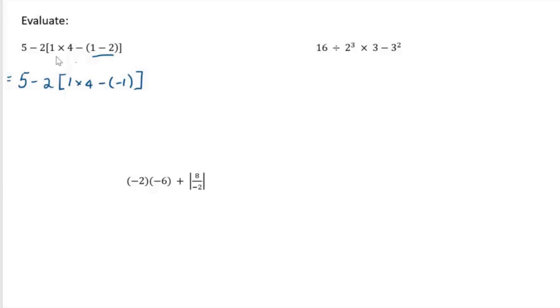I'm going to take 1 and multiply it by 4, and also take -1 and multiply it by -1. -1 times -1 is +1, so I'm going to go ahead and show that multiplication first. So we have 5 minus 2 times 1 times 4, and I could have gone ahead and multiplied 1 times 4, that's just 4. And then -1 times -1 is +1, so inside the square brackets, we're left with 4 plus 1. Of course, we need to finish up inside those brackets before we do anything else, so we have 5 minus 2, and then in brackets, we're left with 4 plus 1 is equal to 5.